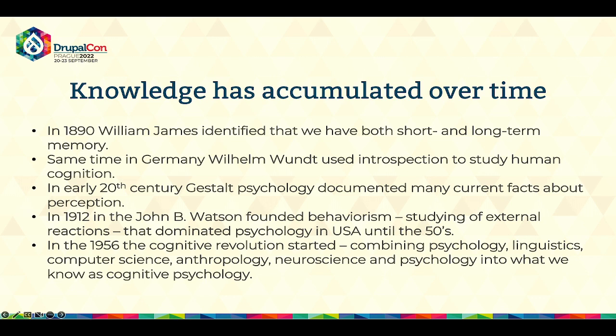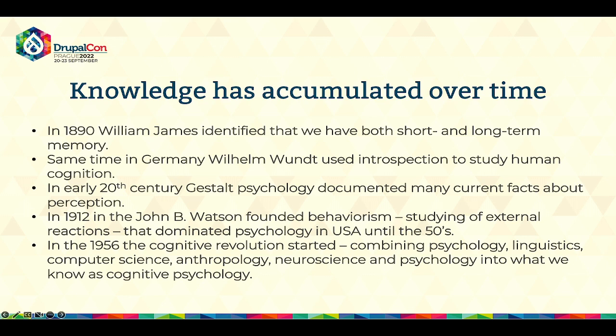And around the same time in Germany, Wilhelm Wundt used introspection to study human cognition. In the early 20th century, originating from Germany, there was Gestalt psychology that documented many of the current facts we use when we talk about human perception. So different kinds of principles. And in 1912, in the US, John B. Watson founded behaviorism, which is kind of the other side of the coin to introspection, studying external reactions. And behaviorism dominated US psychology circles until the 50s.